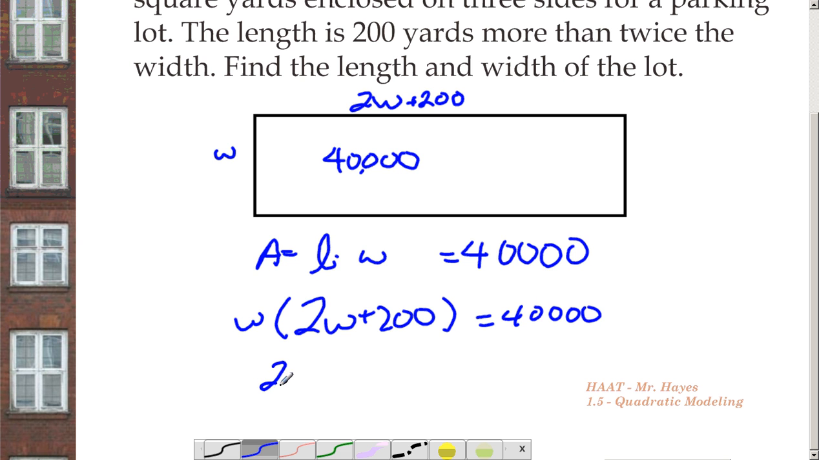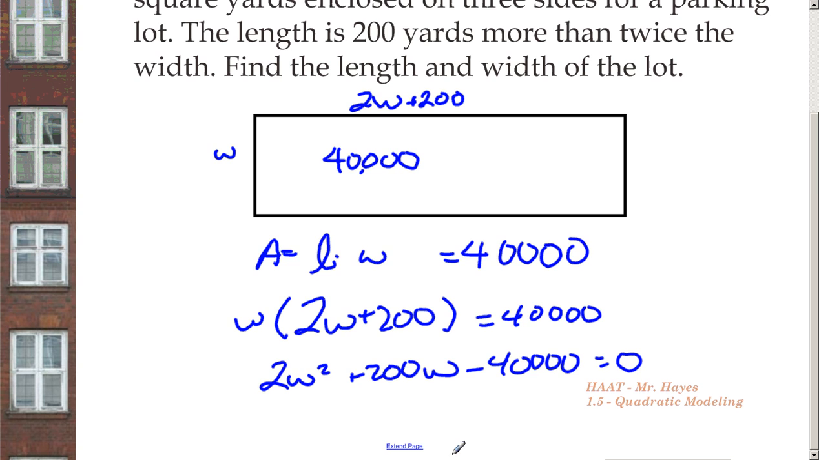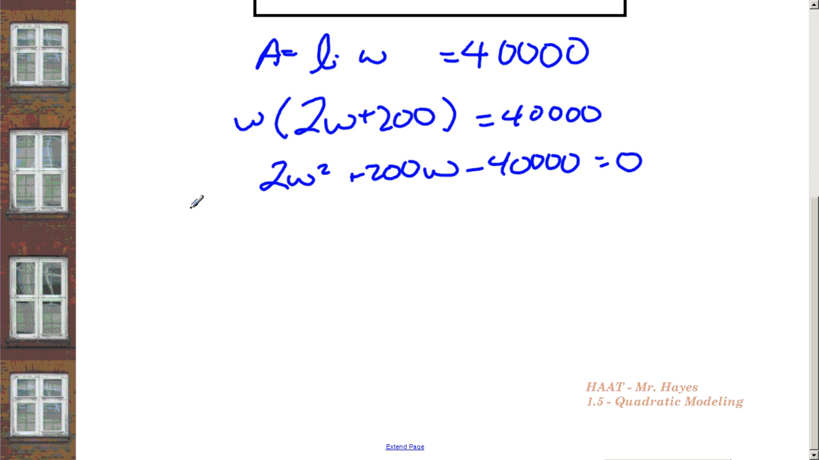Now to make it work, you're going to have to actually multiply this out. So I get 2w squared plus 200w minus 40,000 equals 0. And you're going to have to solve that out. There are different options. This is probably going to be factorable to some extent, but you could plug this into the quadratic formula. Since everything's even, you could factor out a 2 and make the numbers a little nicer for yourself.